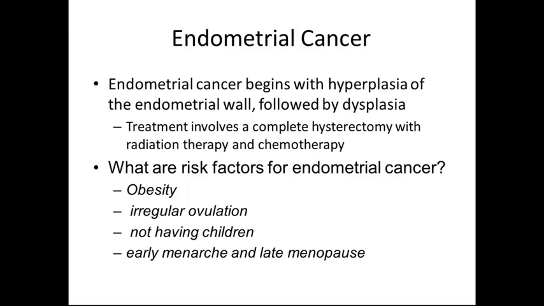Endometrial cancer begins with hyperplasia of the endometrial wall followed by dysplasia. Treatment involves complete hysterectomy with radiation therapy and sometimes chemotherapy. What are risk factors for endometrial cancer? Obesity, irregular ovulation, not having children, and early menarche and late menopause.